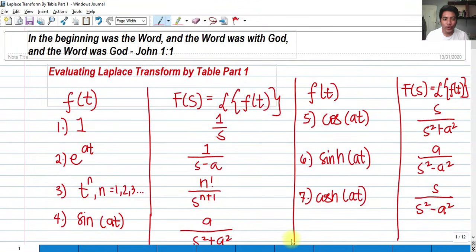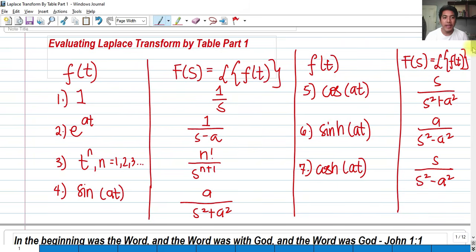So hi guys, for today we're going to talk about evaluating Laplace transform by table, which is evaluating the Laplace transform using the table. From the previous videos that I have made, we derived some of these formulas that we now have for our Laplace table. And as you can see here, we have seven f of t with their equivalent Laplace transforms.